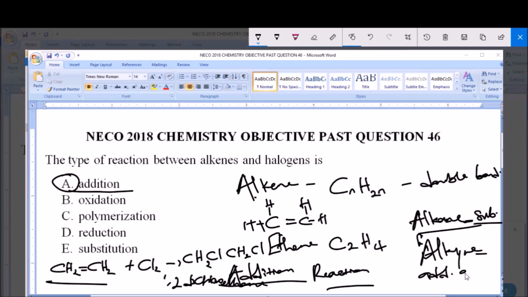Also, the alkynes can undergo both addition and substitution reaction. That's for the alkynes. So take note of this. Alkenes can only undergo addition, alkanes only substitution, and alkynes both addition and substitution reaction. So the answer to this question is option A, addition reaction.